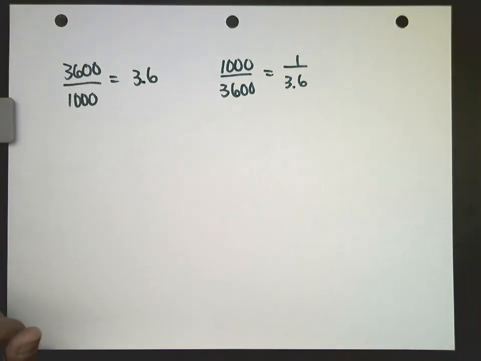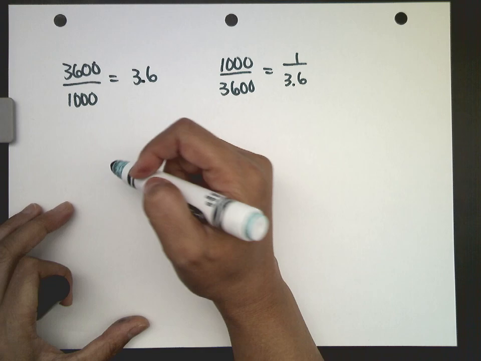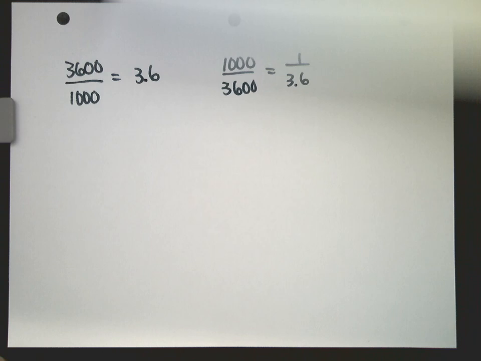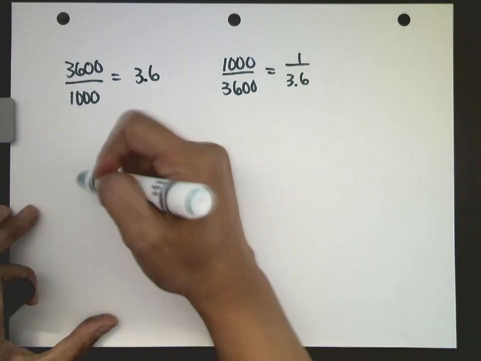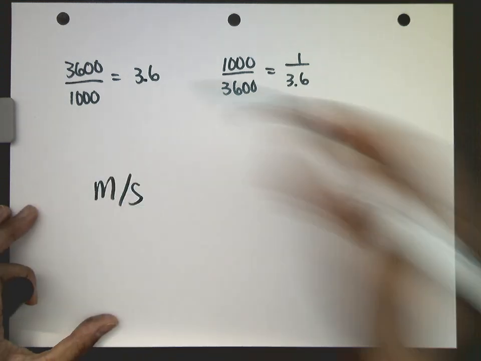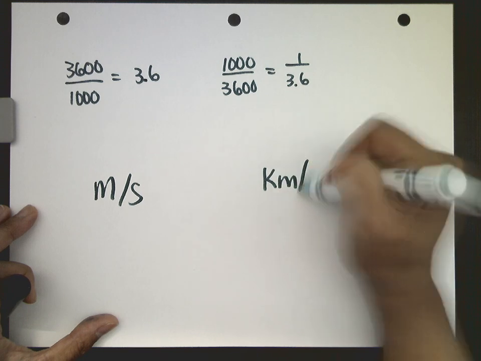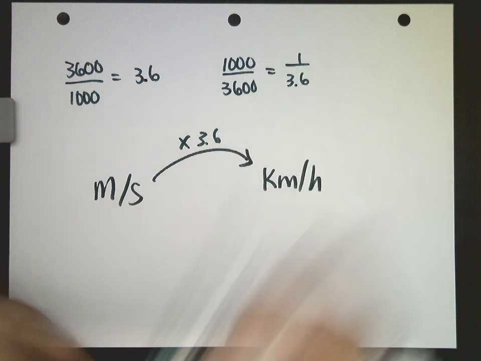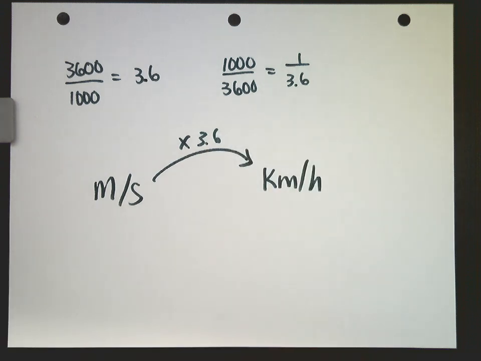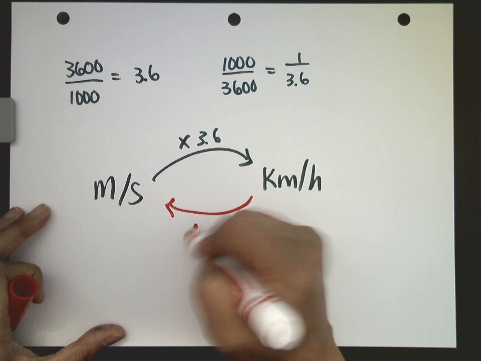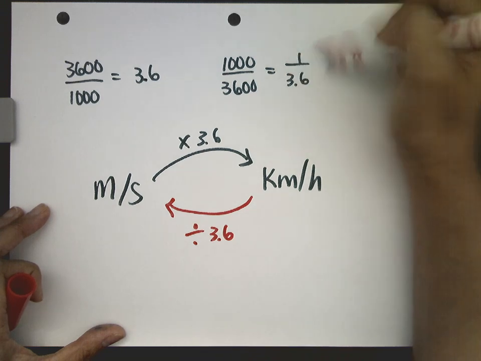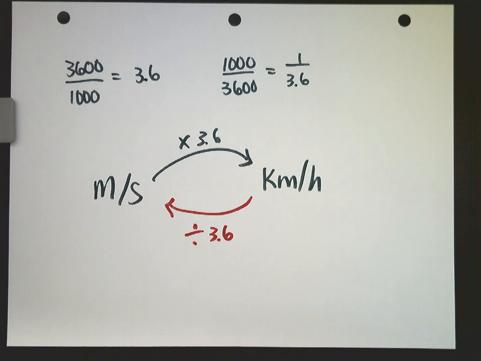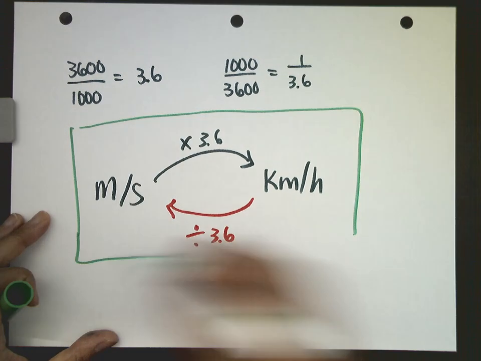So this is the final shortcut. It's a trick, all right? You could do all these crazy unit conversions like this, or you can just memorize the conversion factor, which is anytime you go from meters per second to kilometers per hour, you're going to multiply by 3.6. But if you want to go backwards, then you're going to divide by 3.6, because essentially 1 over 3.6 means you're dividing. And so that's how you convert from meters per second to kilometers per hour.